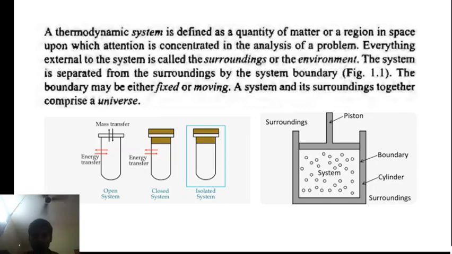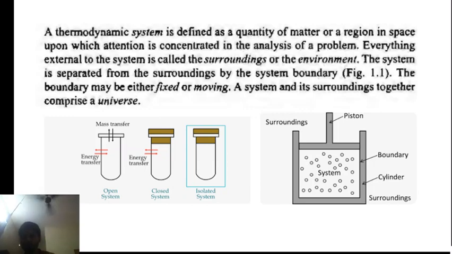Can you think what a system plus surrounding is called? Now I will answer you. The system plus surrounding means universe, because from the universe only we have selected a particular space or quantity of matter. That is the system, but the remaining are surroundings. So system plus surrounding is universe.